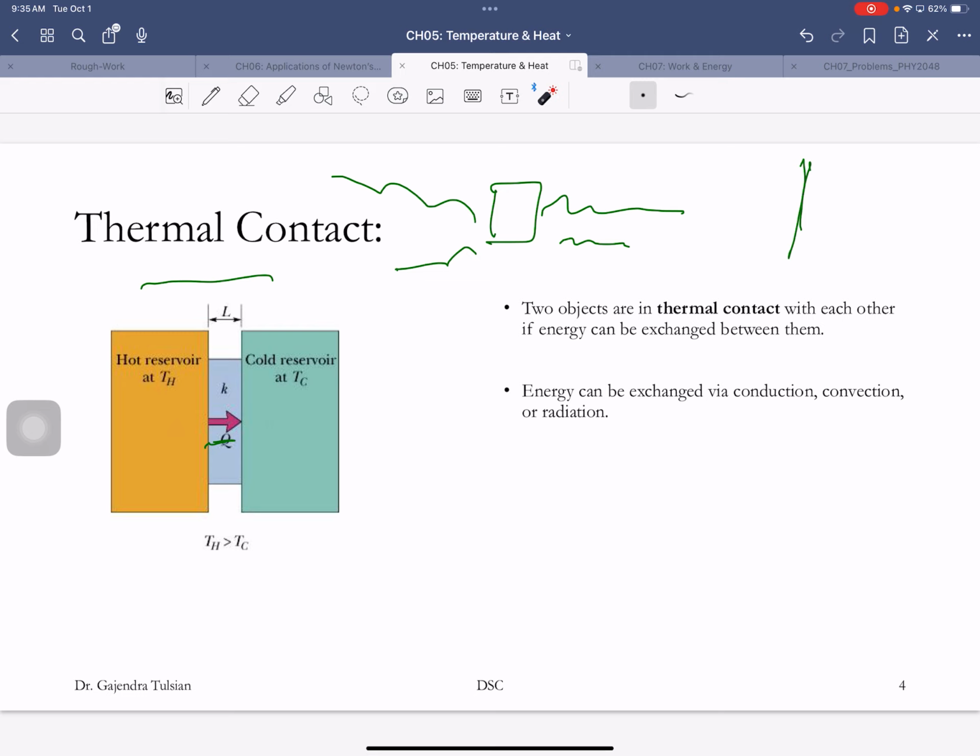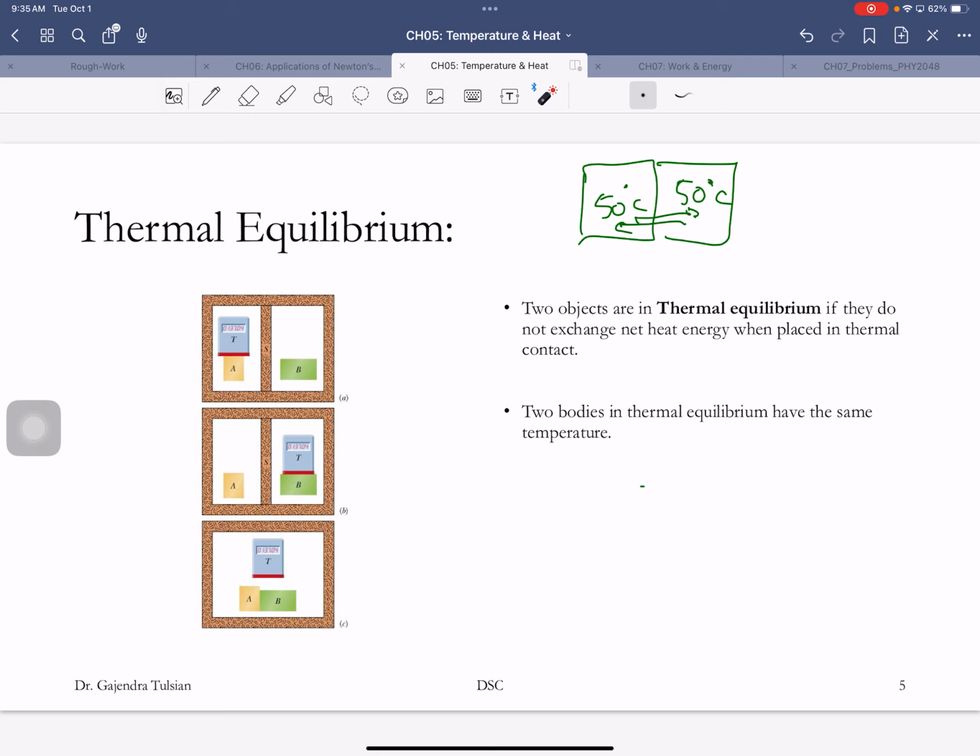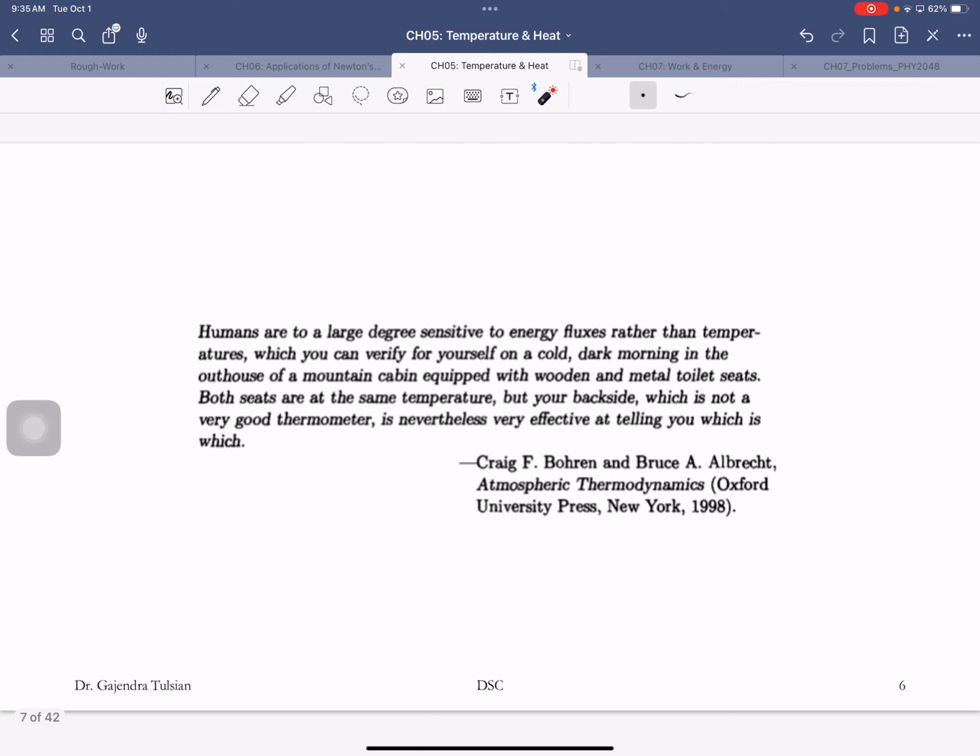Thermal equilibrium is when two objects are at the same temperature, there's no net exchange of heat. There's heat being exchanged, but there's no net exchange of heat. We learned this last time. This faucet and this table are at the same temperature.